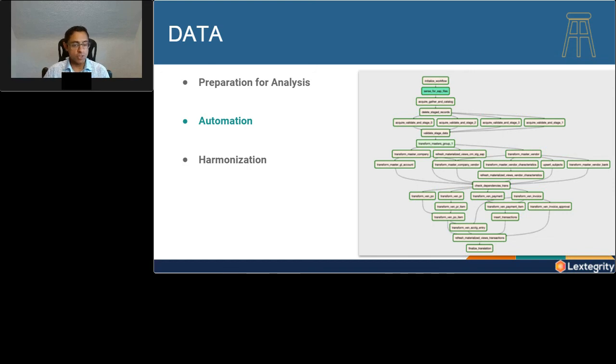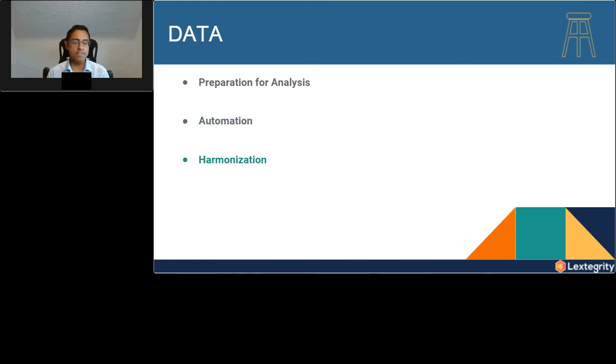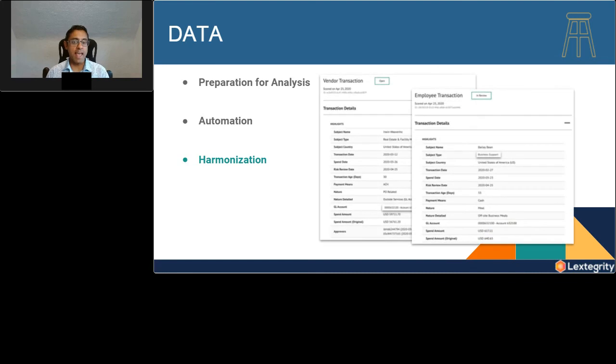So automation is another key element of the data piece of this. And then finally, I want to touch on harmonization. Harmonization is another area where, once you have that data in, you want to really harmonize that output of that data for your internal users.